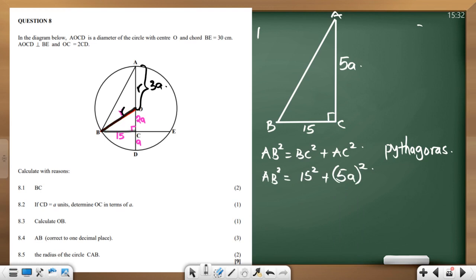I hope I'm not missing any information. OC is equal to 2 that. Okay. Let's see. Can we get a value? OA. We should do for A. Oh. Let's go back.